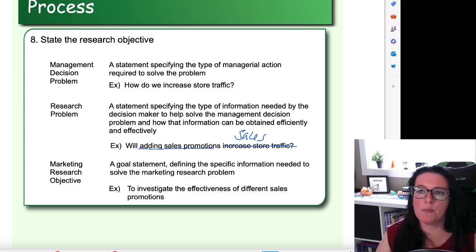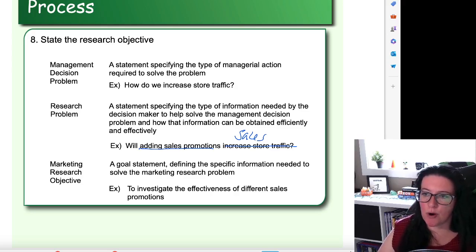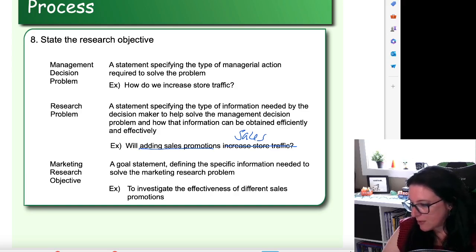So then we turn that into objectives. Objectives are how you will know if the research project is successful. So it's going to define the specific information needed to solve the marketing research problem. So here we're going to be investigating the effectiveness of different sales promotions. We will know that our research has been successful if we can determine the effectiveness of different sales promotions. That's going to tell us, will adding sales promotions increase sales? And that will then increase store traffic.